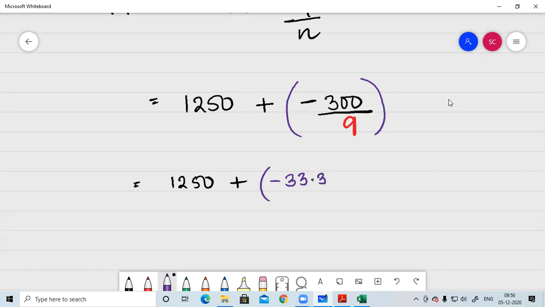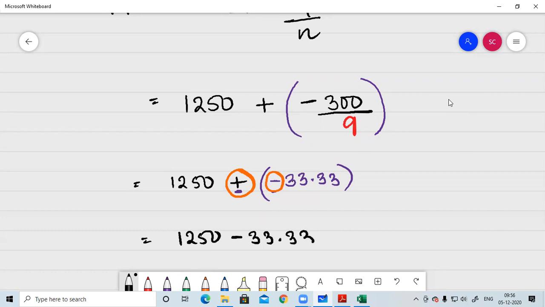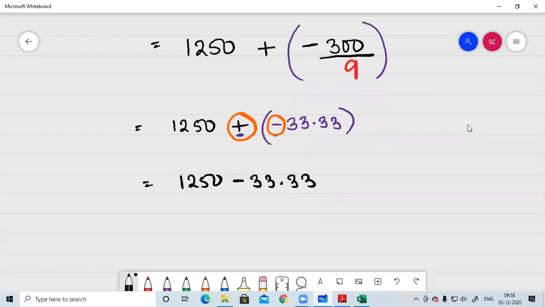If anyone is doing the calculations with me, yes sir. So plus into minus, what does it become? Minus. Yes, all of you agree? Yes, sir. So 1250 minus 33.33.